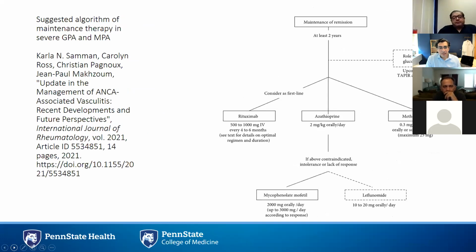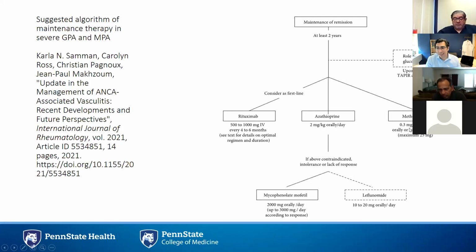And then in the same article, the maintenance of remission is at least 2 years. I think they talked about the low dose glucocorticoid, and we are probably waiting for some of those results from upcoming trials. For the options for maintenance, rituximab is considered first line, 500 to 1000 milligram every 4 to 6 months, or azathioprine, or I think methotrexate is still popular with the rheumatology colleagues.